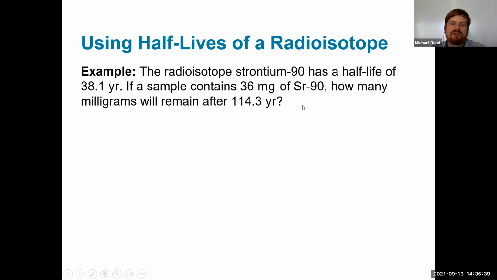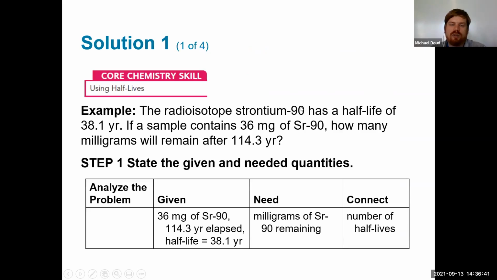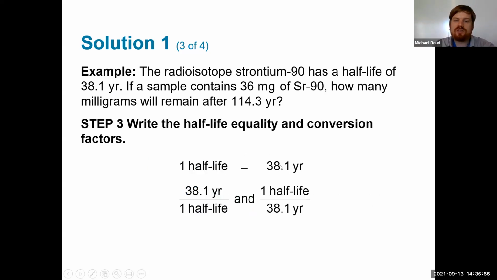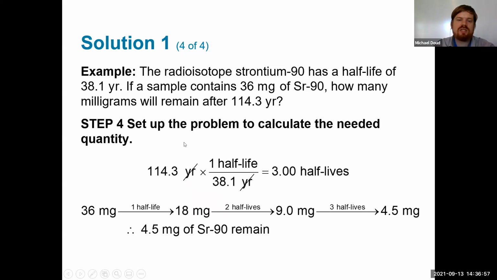114.3 years? Well, the way that we can determine that is by taking the total amount of time, 114.3 years, and dividing it by the half-life, which is 38.1 years. That's going to give us the number of half-lives. So if one half-life is 38.1 years, then all we have to do is take 114.3 years, multiply it by one half-life divided by 38.1 years. That gives us the answer, 3 half-lives. So we know it's been through 3 half-lives after 114.3 years.